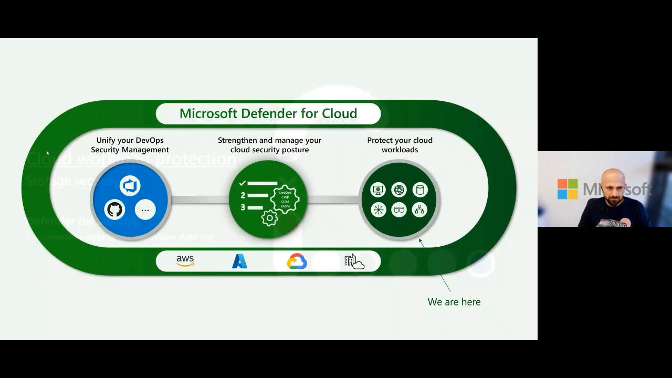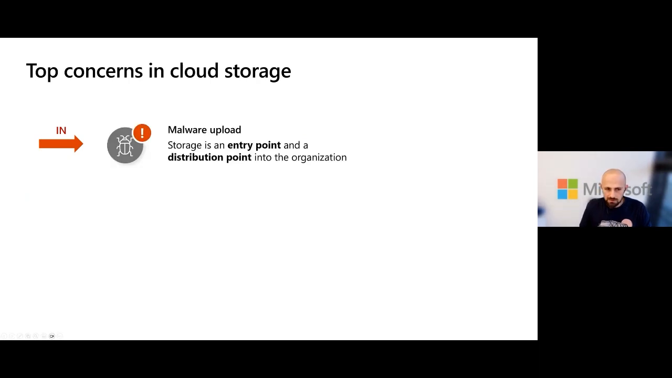So let's begin. We're going to transition from discussing cloud security posture to workload protection. And to understand what great cloud security is, let's start with the end in mind. What are attackers trying to do and gain? We'll use a simple framework for that. Attackers want to get into your environment, and they know that they can do it through your cloud storage because it's a great way to infiltrate and then move laterally. Because we know that storage is an entry point, it's a distribution point to the organization.